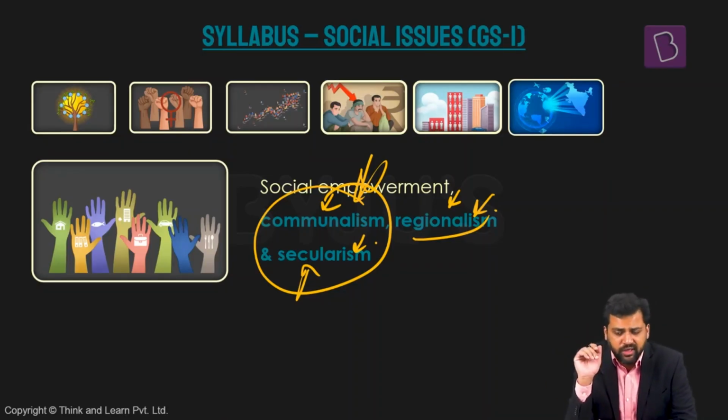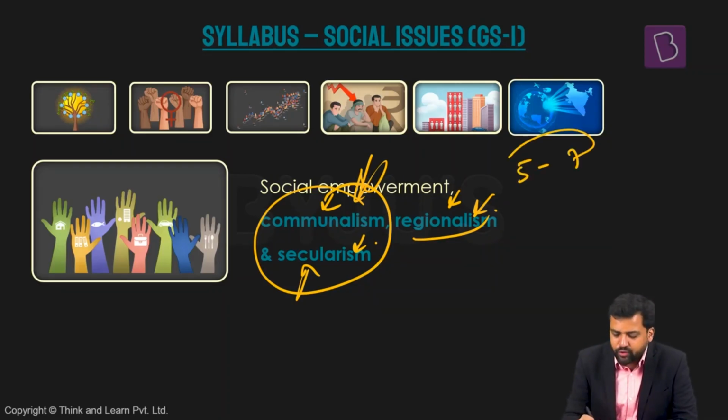So these things can be asked in the General Studies prelims paper, but they are not very important from the prelims perspective. But when it comes to the mains exam, this part is extremely important. There are two reasons why. If you look at the GS1 paper, typically you will have around 5 to 7 questions from this part.